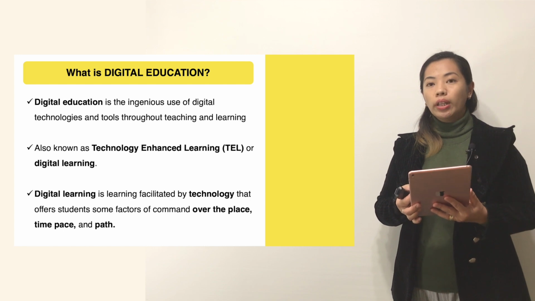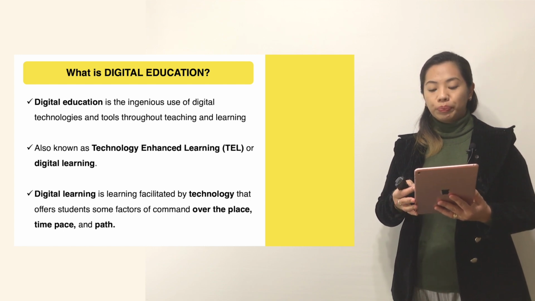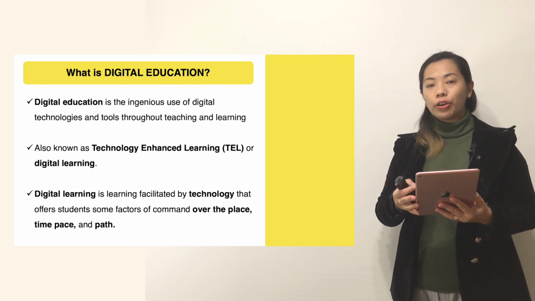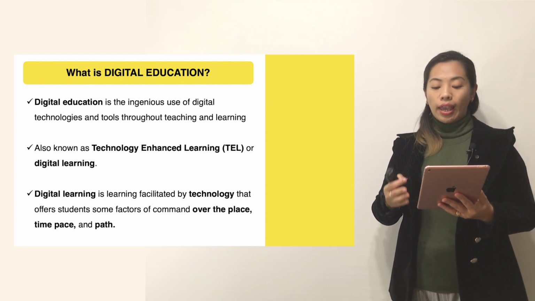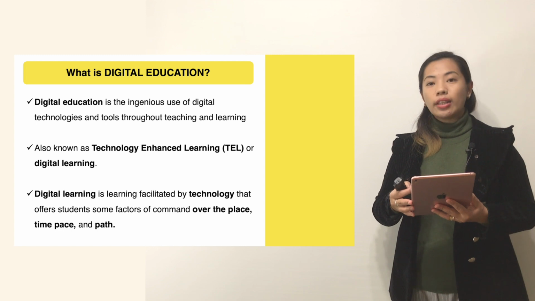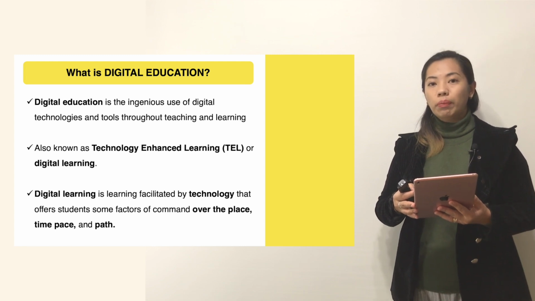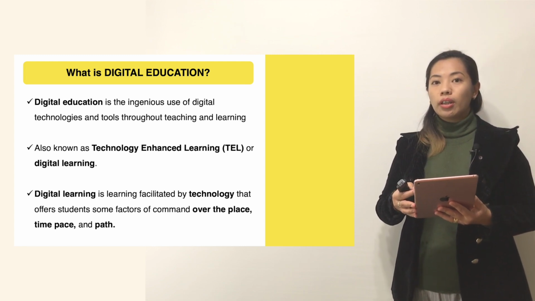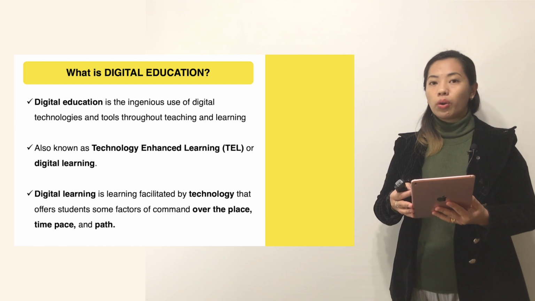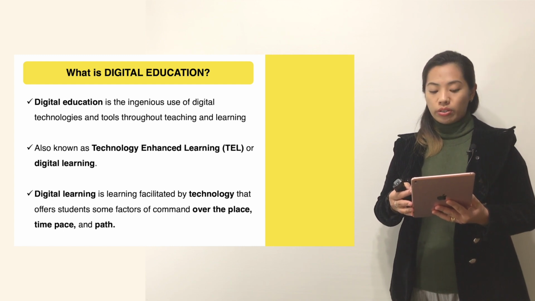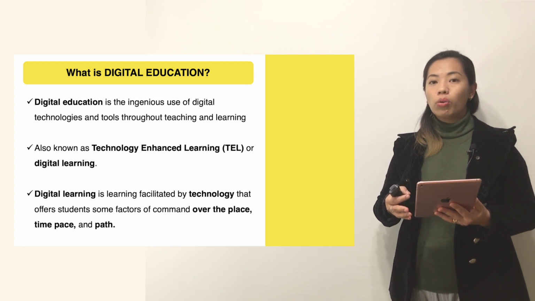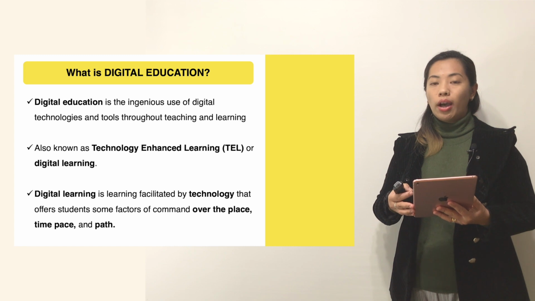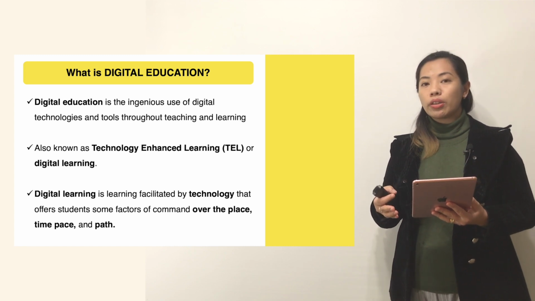So, what I'm trying to say here is that they can actually learn anything, anywhere they want to go. And for time and pace, it's up to them when they would like to learn. It's up to them on their own free time, of course. And lastly, their own path means if they're a slow learner, it's up to them how they can catch up with the subject matter.